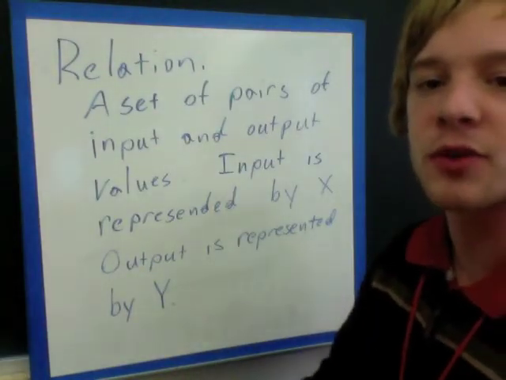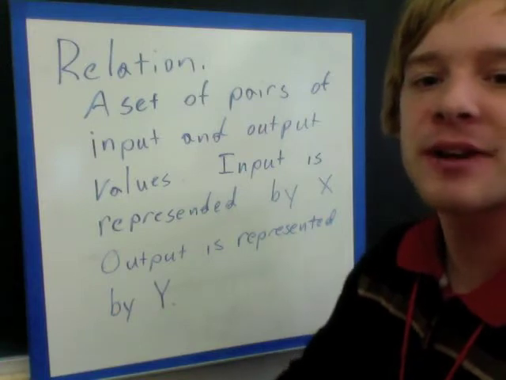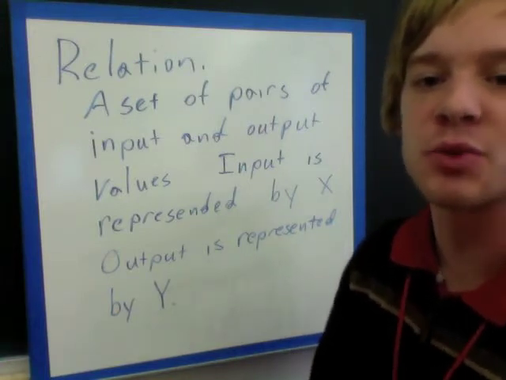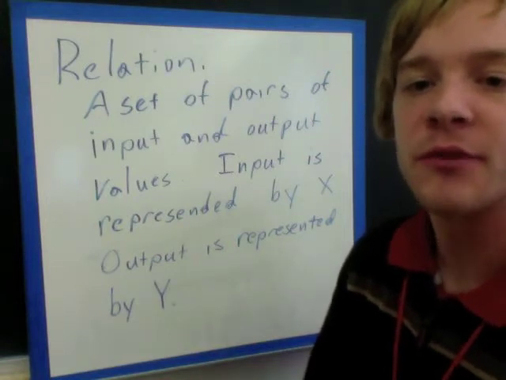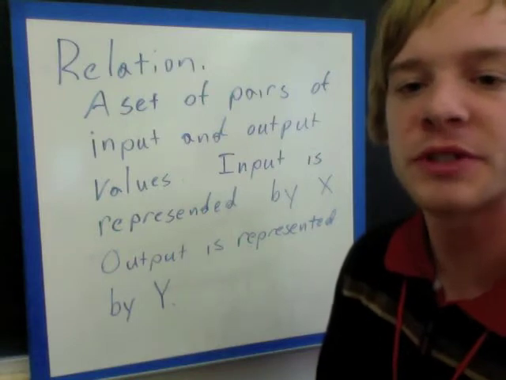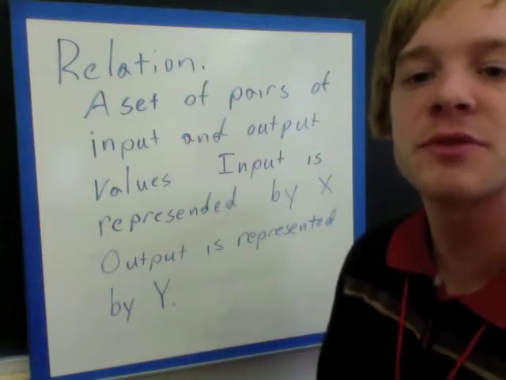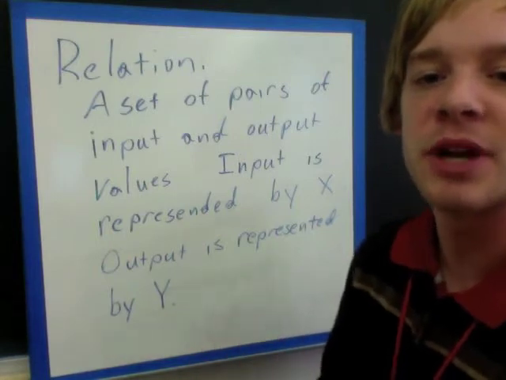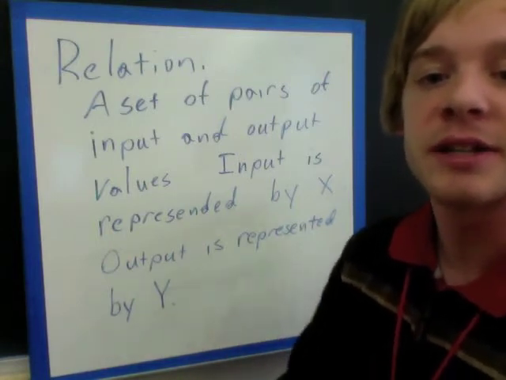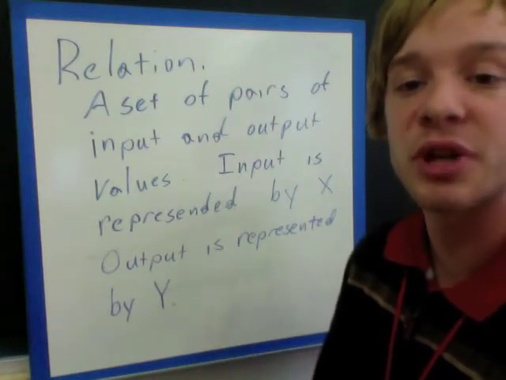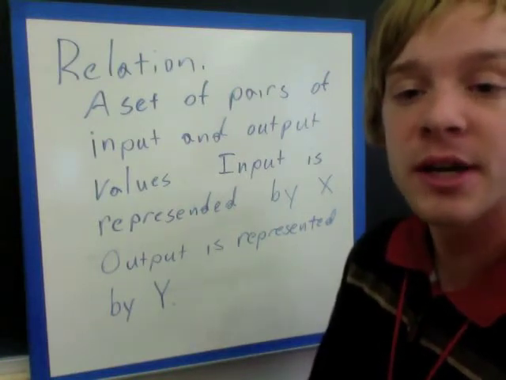So first off, a relation is a set of pairs of input and output values. That means there's one input and one output for each pair, and then we have multiple pairs. So we've got a whole bunch of different numbers. Some of them are input values, some of them are output values, but each number is part of a pair. In addition, the input is generally represented by X, and the output is generally represented by Y.